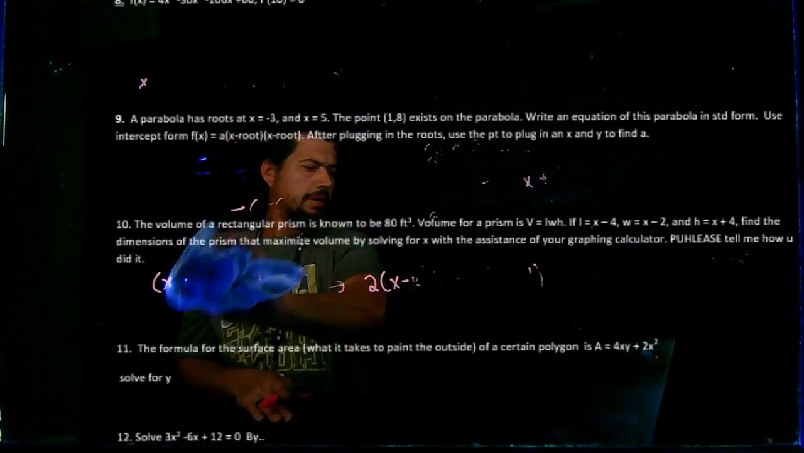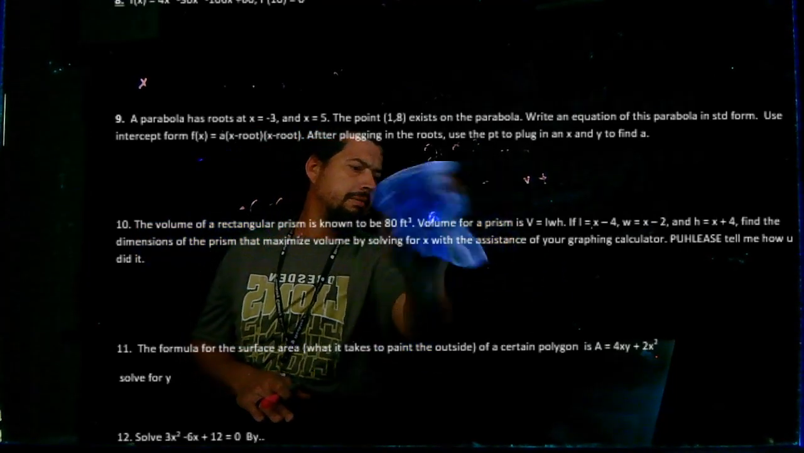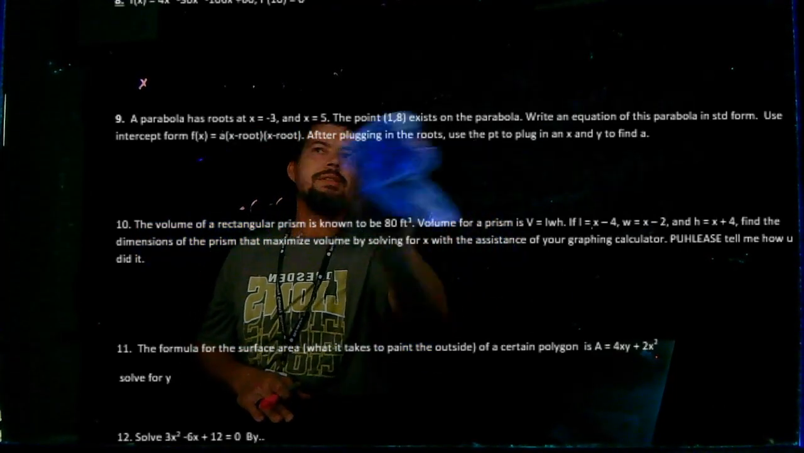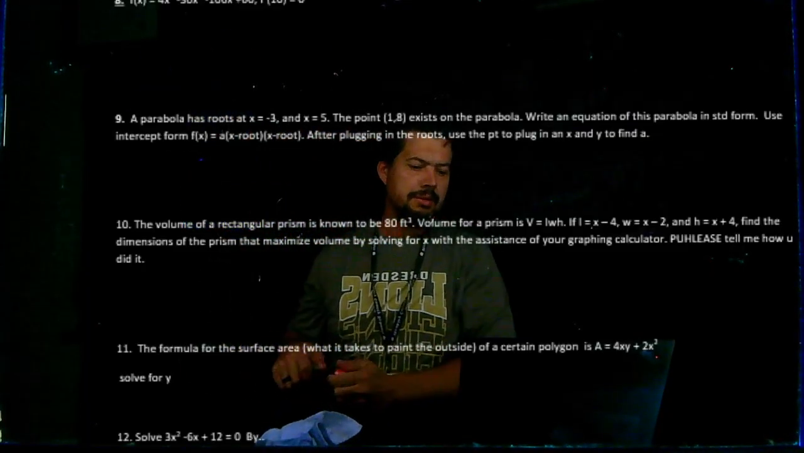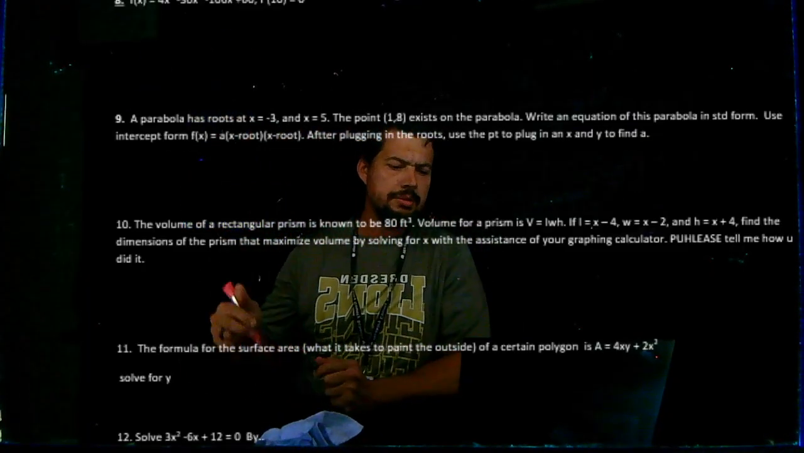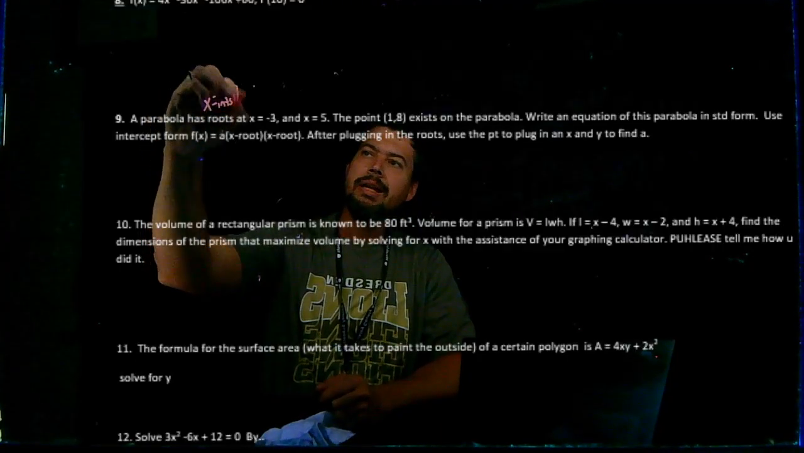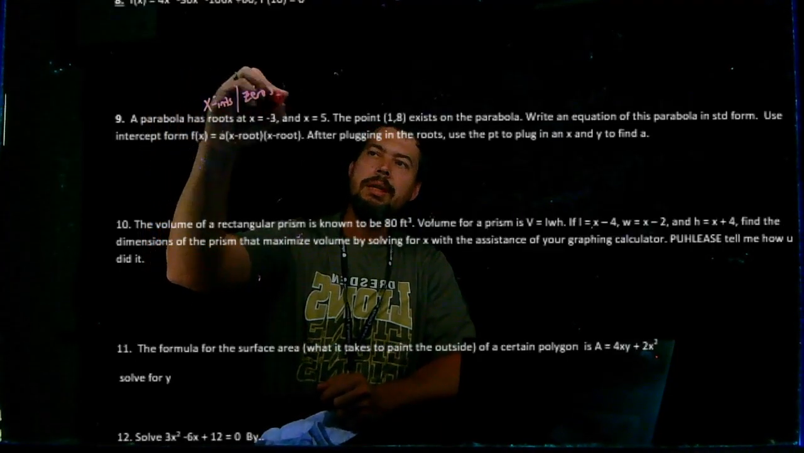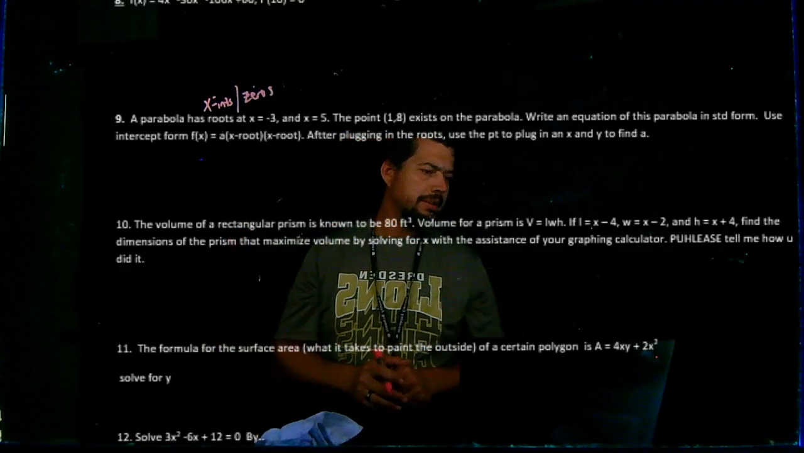Nine's not a hard problem. A parabola has roots at x equals negative 3 and x equals 5. The point (1, 8) exists on the parabola. Roots, by the way, are synonymous with what we call x-intercepts and zeros. They mean the same exact thing. Write an equation of the parabola in standard form.